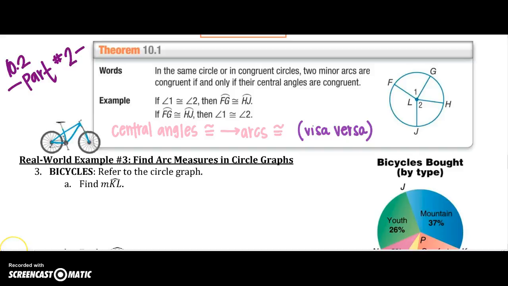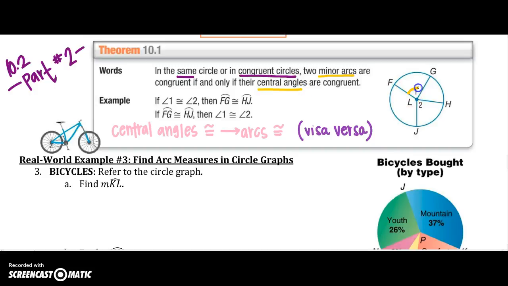Continuing with section 2, this is part 2 of our measuring angles and arcs. So we're going to start out with Theorem 10.1. In the same circle, or in congruent circles, two minor arcs are congruent if and only if their central angles are congruent. So minor arcs are congruent if their central angles are congruent, which would make sense.